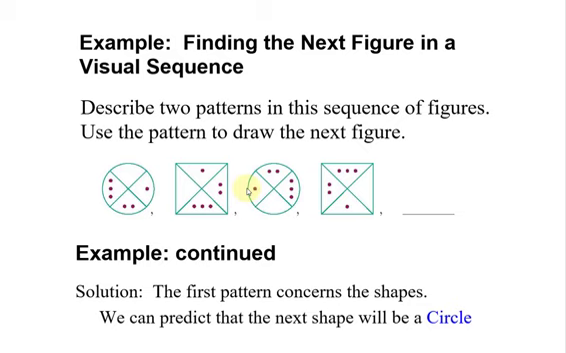This example is a figure. It gives you a sequence of figures, and they ask you to decide what should be the next one. Now we know that we begin with a circle. We move to square. We go back to circle. We move to square. So the next one should be a circle, right? It should be a circle.